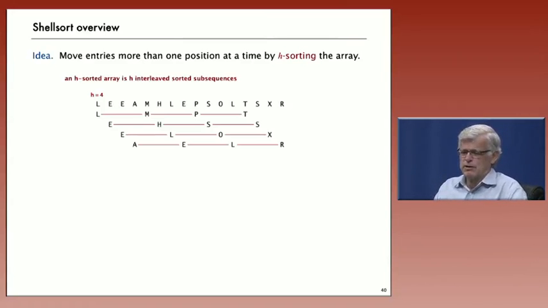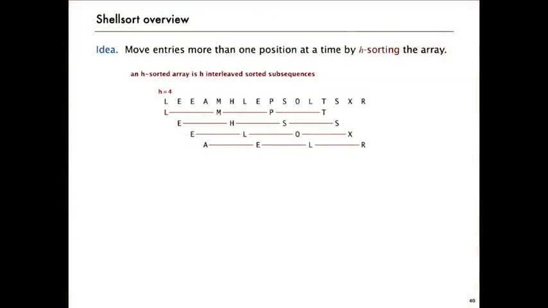And the way we're going to do it is called H-sorting the array. An H-sorted array is H different interleaved sorted subsequences. So in this case, with H equals 4, if we start at L and look at every fourth element, M, P, T, then it's sorted. If we start in the second place at E and look at every fourth element, it's sorted. So this is 4 interleaved sequences.